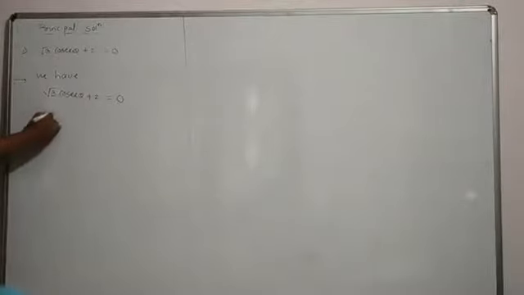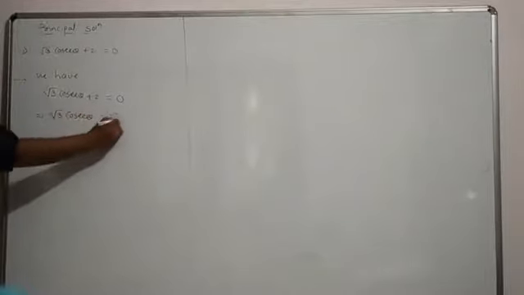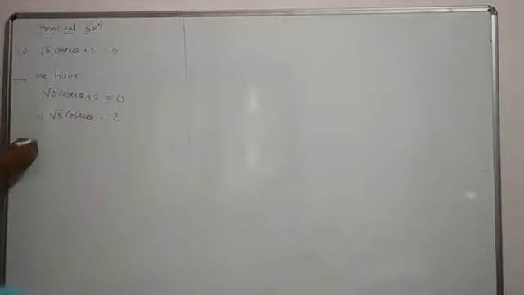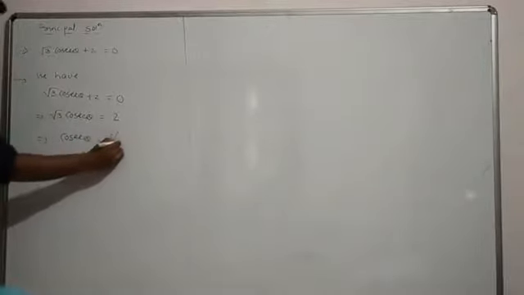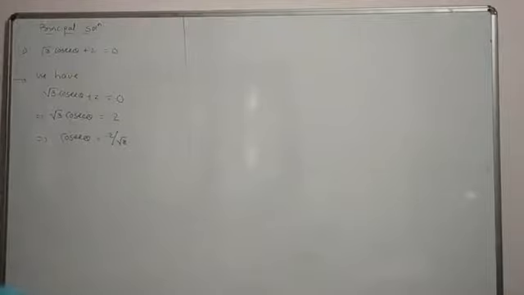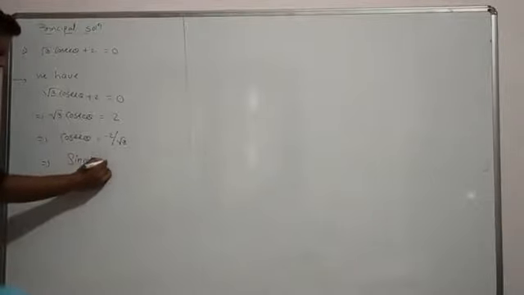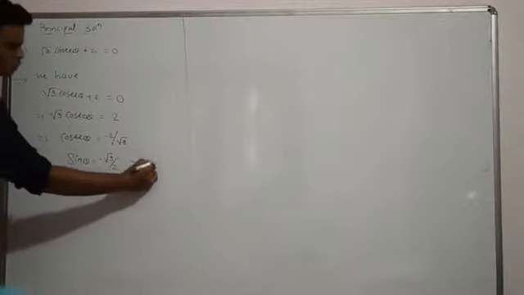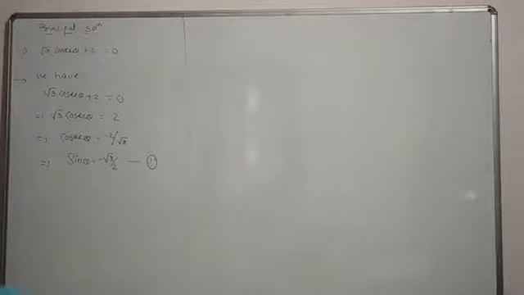So that implies root 3 cosec theta is equal to minus 2. So that implies cosec theta is equal to minus 2 by root 3. So cosec will convert to sine. So what is sine theta? Minus root 3 by 2. Call this as equation number 1.